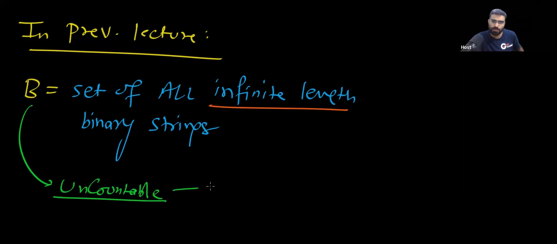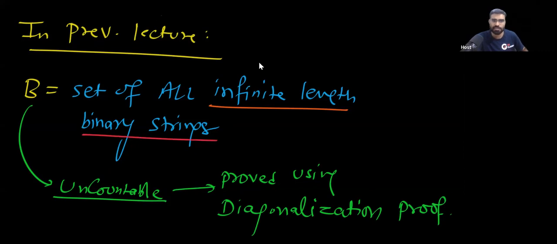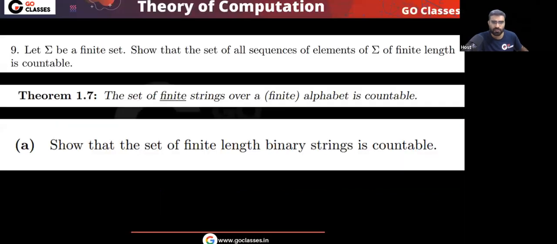So we proved it using what? Diagonalization proof. Yes or no? We proved it using the diagonalization proof. So we have already seen that the set of all infinite length binary strings is uncountable, and we proved it using Cantor's diagonalization proof. Now let's see what the question is asking.